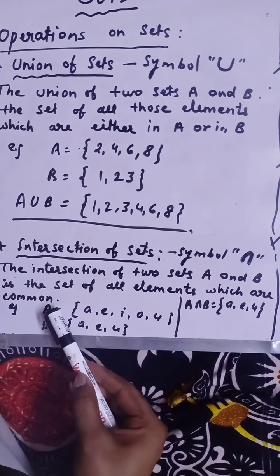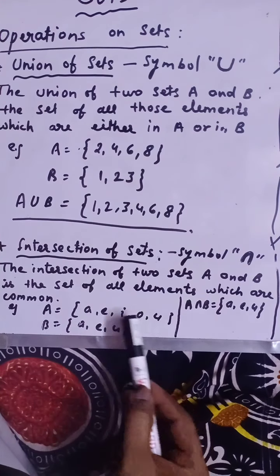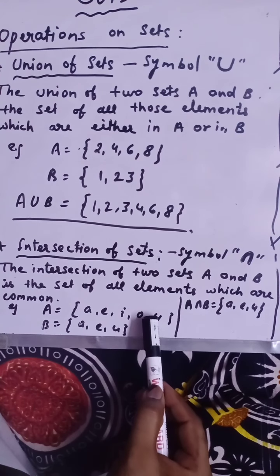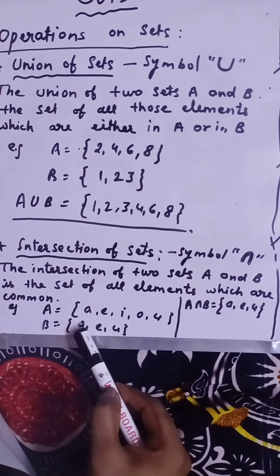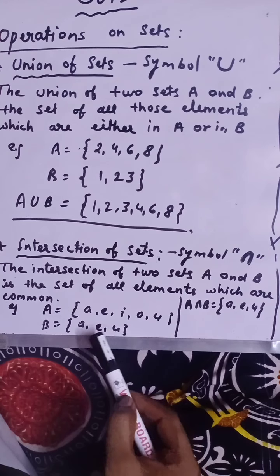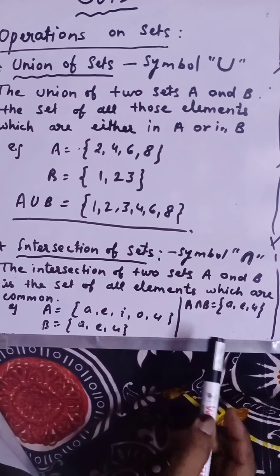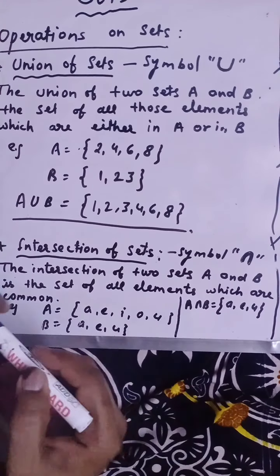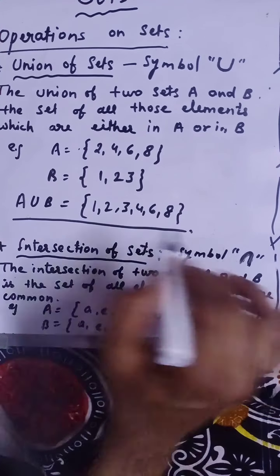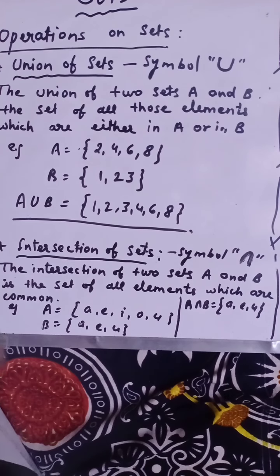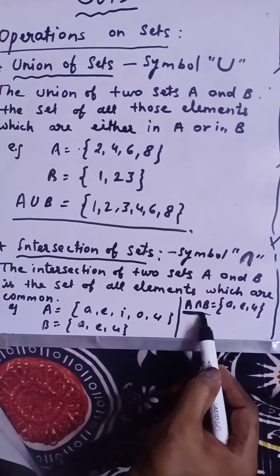So here we have two sets A and B. The elements in A are a, e, i, o, u, all English alphabets, the vowels are coming there. And B is a set in which a, e, u, these three elements are coming. Now we have to find out the intersection. So the symbol of intersection is a reverse U, like this. So we are going to find out the intersection between A and B.